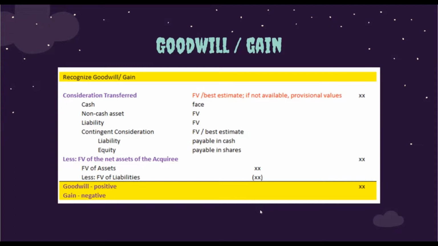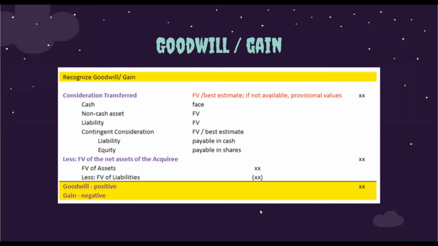Now, for contingent consideration, we have to distinguish whether it's a liability or equity. How so? If it's payable in cash, it's a contingent liability. If it's payable in shares, it's contingent equity. Now we have to compare it to the fair value of the net assets of the acquiree. So remember, class, it's the fair value. We have to adjust the book value of the net assets of the acquiree to reflect its fair value, because that's our basis in the business combination.